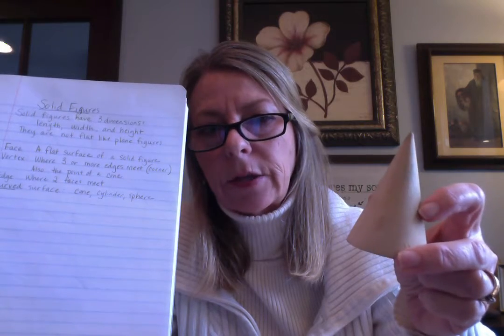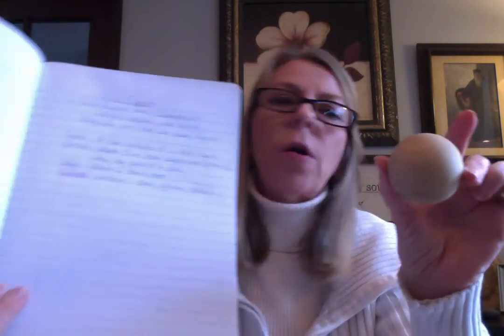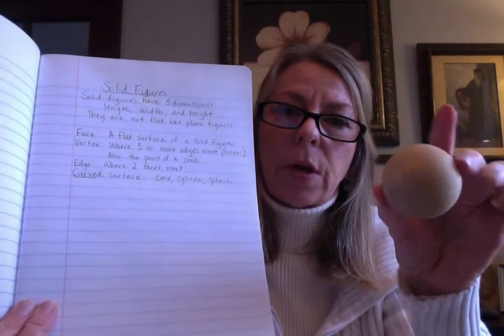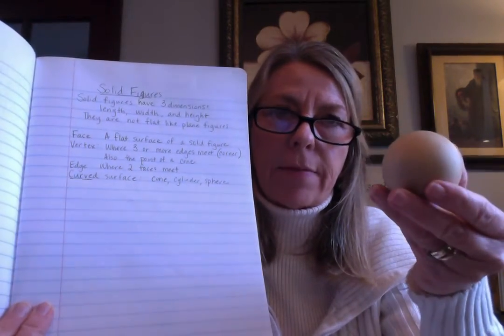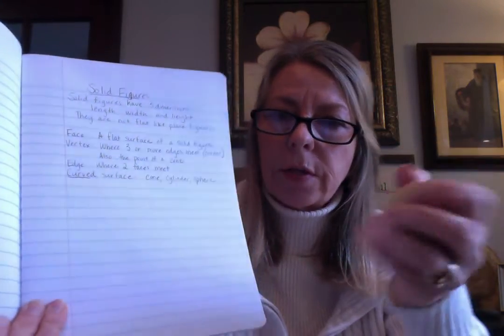And this is a curved surface, okay? And the same for the cylinder. Okay, we have a curved surface, but we have 2 faces on each end. Remember, the faces are the flat surfaces. And then for the sphere, we have no faces at all because we don't have any flat surfaces at all on a sphere. It's all a curved surface.